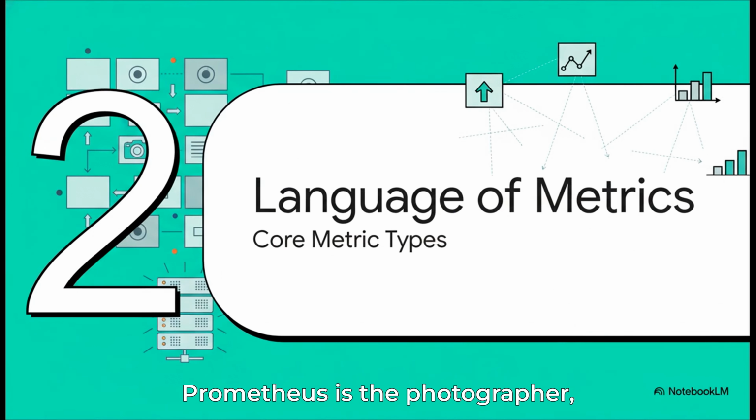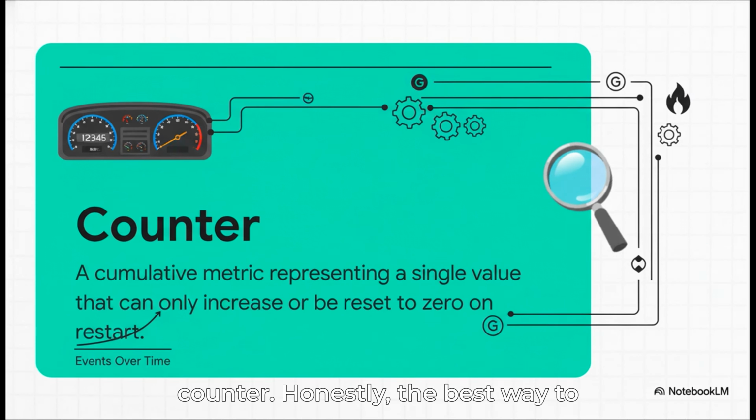All right, so if Prometheus is the photographer, what exactly is it taking pictures of? Well, it's looking for a few fundamental types of metrics, and each one tells a slightly different part of your system's story. First up, we've got the counter. Honestly, the best way to think about this is like the odometer in your car. It only ever goes up. It just keeps ticking higher and higher.